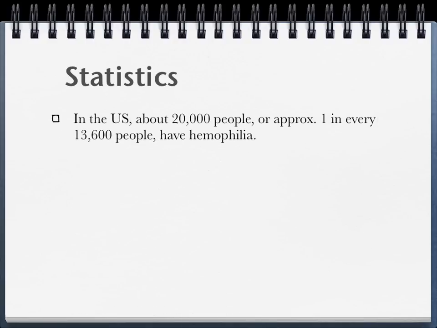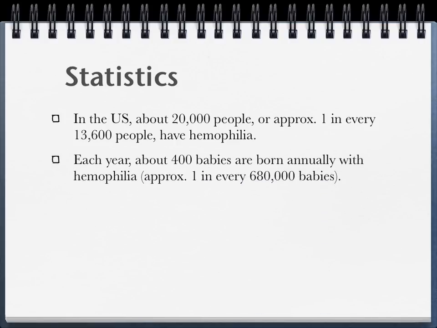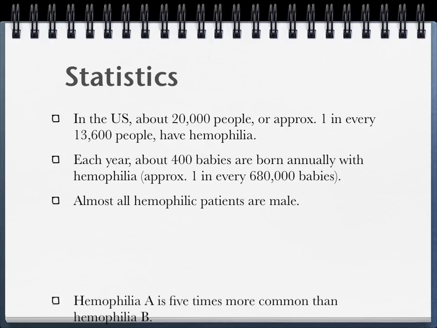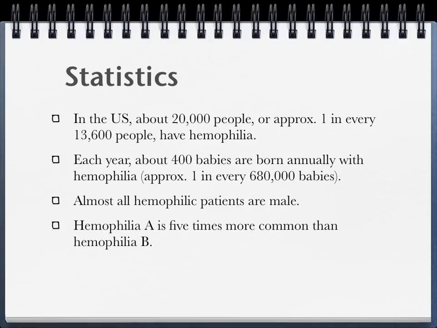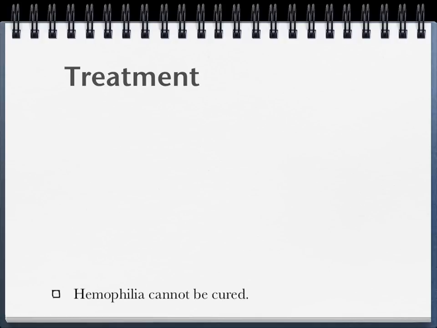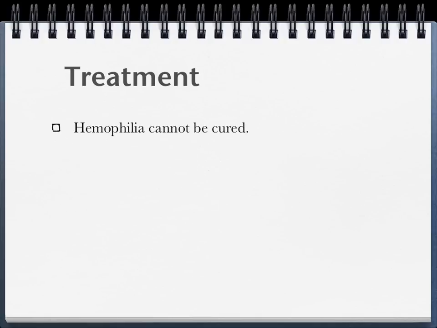Statistics of hemophilia. In the U.S., about 20,000 people, or approximately 1 in every 13,600 people, have hemophilia. Each year, about 400 babies are born with hemophilia, approximately 1 in every 680,000. Almost all hemophilic patients are male. Hemophilia A is 5 times more common than hemophilia B, and it accounts for more than 80% of all cases of hemophilia.